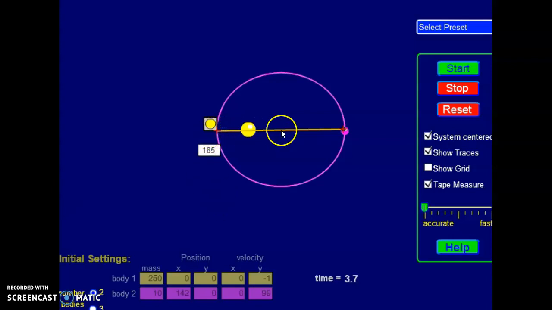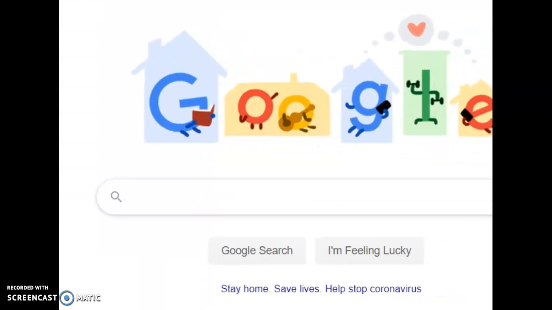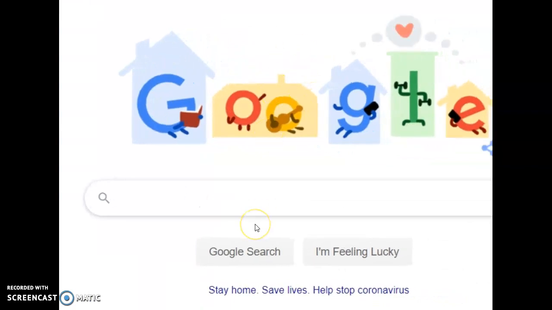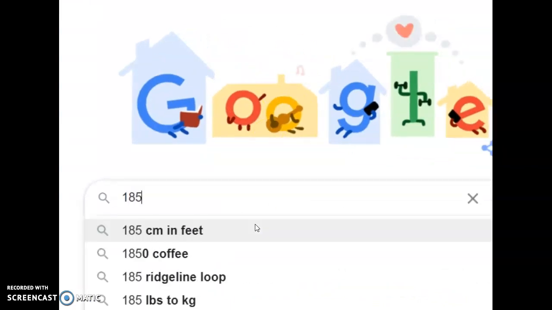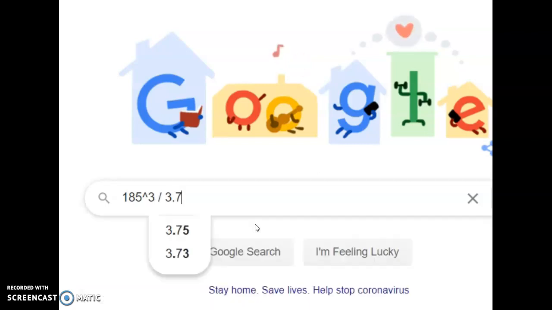By the way, this 185 is actually the diameter of the ellipse. Technically, I should divide it by 2 to come up with the average distance, but oh well, I'm just going to leave it like that. Anyway, this is what I'm going to do with it. I'm going to use a calculator. Apparently, this is Google. Well, turns out Google itself is a calculator. So I'm going to do 185 cubed divided by 3.7 squared.